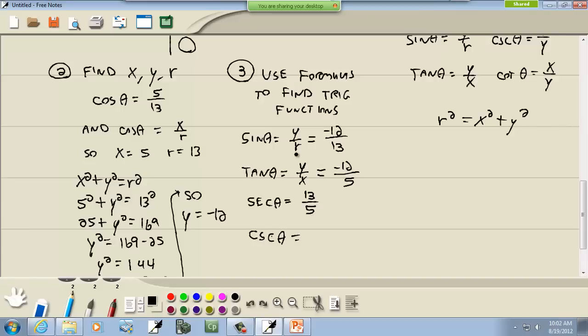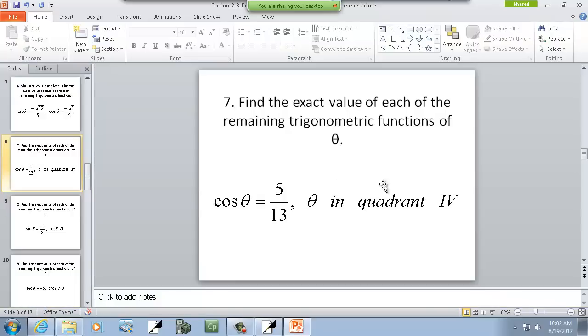Cosecant. Well, sine we said was negative 12 over 13, so this will be 13 over negative 12. And cotangent is tangent flipped, the reciprocal of it, so this would be 5 over negative 12. And those would be our remaining trig functions, which is what they're asking here. Find the exact value of each of the remaining trig functions.